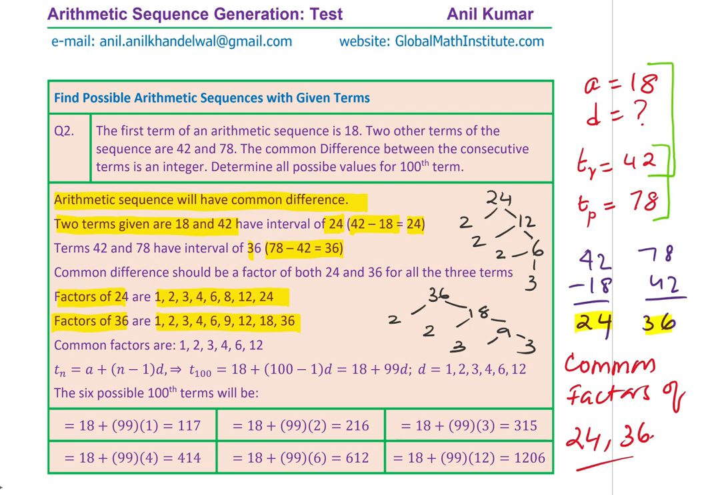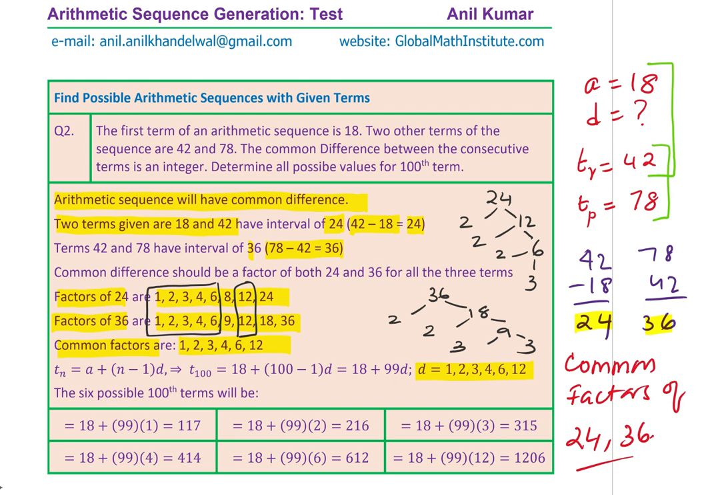So as you can see here, the common factors are 1, 2, 3, 4, 6. Correct? Also, 12 is a common factor. So we get these 6 as the common factors. Therefore, we are saying that the common factors are 1, 2, 3, 4, 6, and 12. So these are possible values of D, correct? So we can have D as these values.